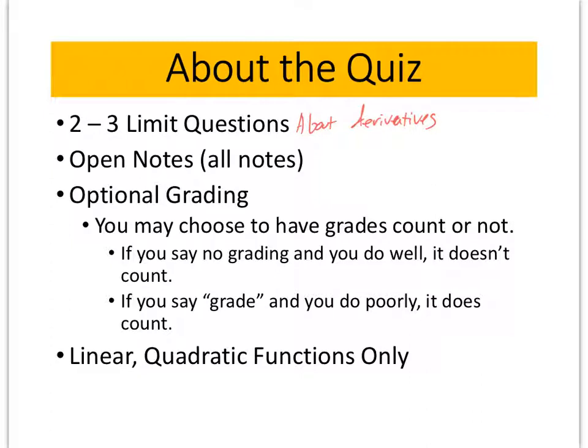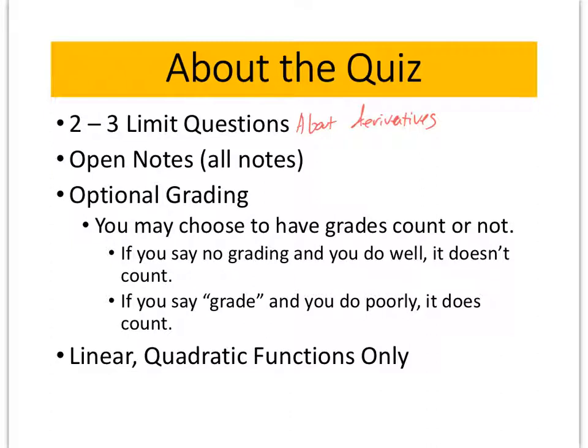I'm going to let you use all of your notes, so it's an open note test. So come prepared with the notes that you have and take notes today in class. That will be helpful. I recognize that it's kind of early on, but this test is going to be one of the few that I'm going to have that's optional grading. So what does that mean? That means that you have the option for the grades to count or not count. If you say no grading and you do well, it doesn't count. You need to choose whether you want it to be graded or not. If you say that you grade it and you do poorly, it still counts, even though it may impact your grade negatively.